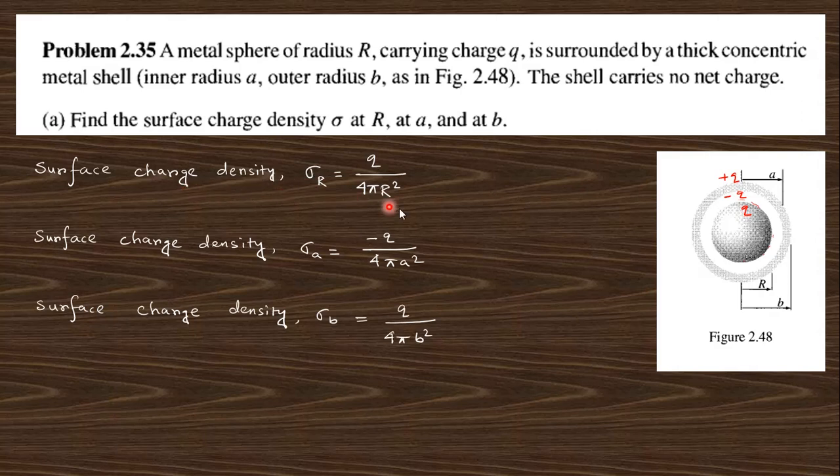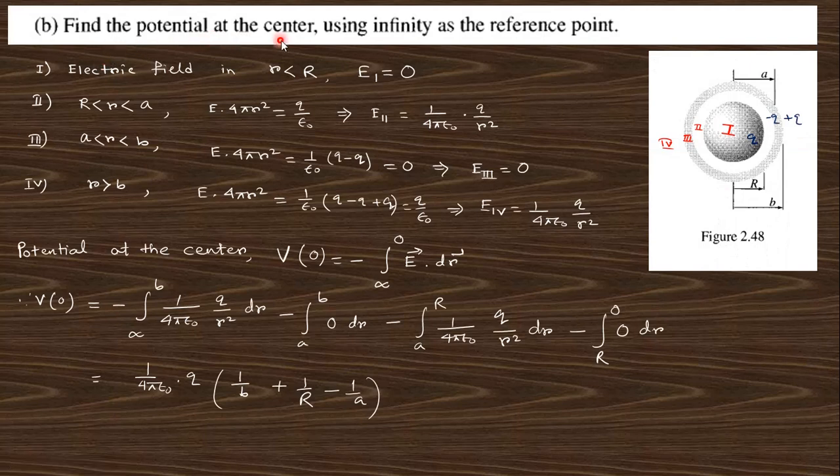So the surface charge density at R will be q by 4 pi R squared, and for a this is the minus charge, so minus q by 4 pi a squared, and for b this is plus charge, so plus q by 4 pi b squared. Okay, so you get the surface charge density at R, a and b. Go to the next one. The next question says find the potential at the center using infinity as your reference. So you need to find the potential at the center of this configuration. You take the reference as infinity, that means at infinity the potential will be 0.